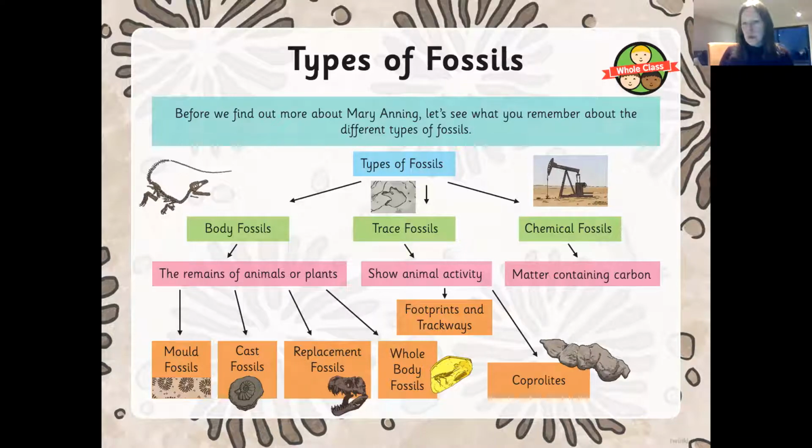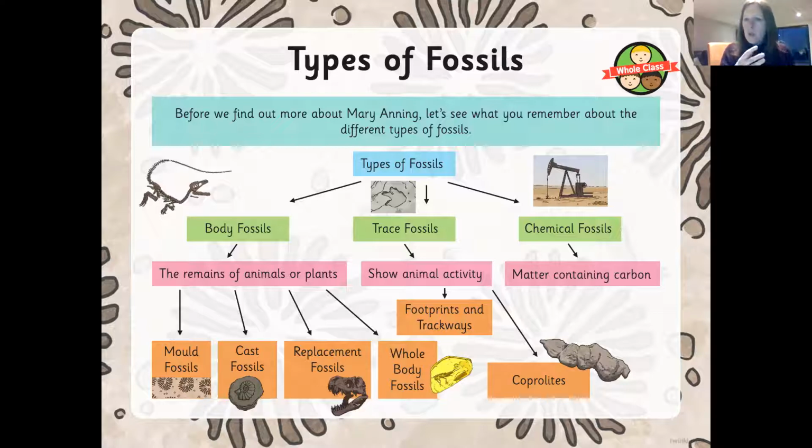And then we have chemical fossils. So these are like our fuel fossils, fossil fuels rather, that we use today. So these are things that contain carbon. And carbon is proof that something has been alive, and we tend to think this in terms of our oil that we might find, or our coal that we use for fossil fuels.